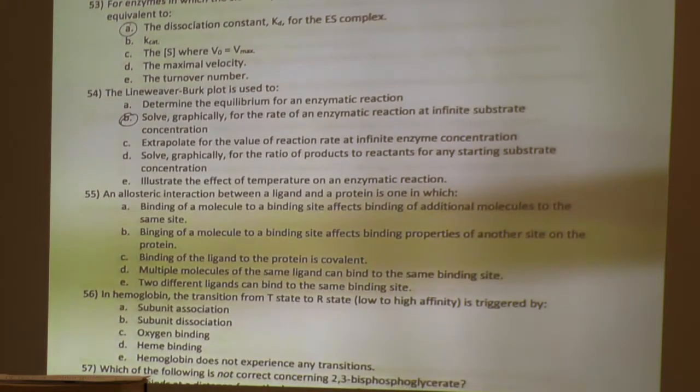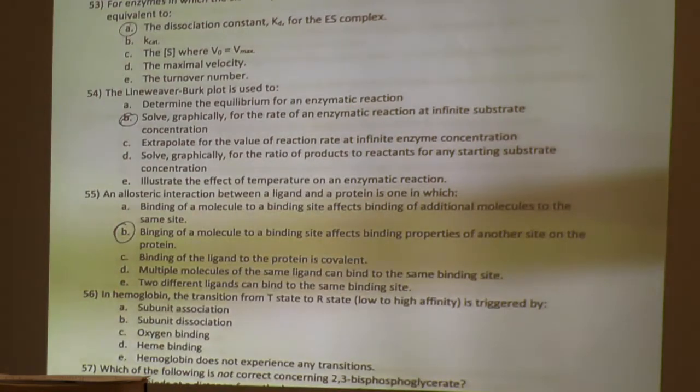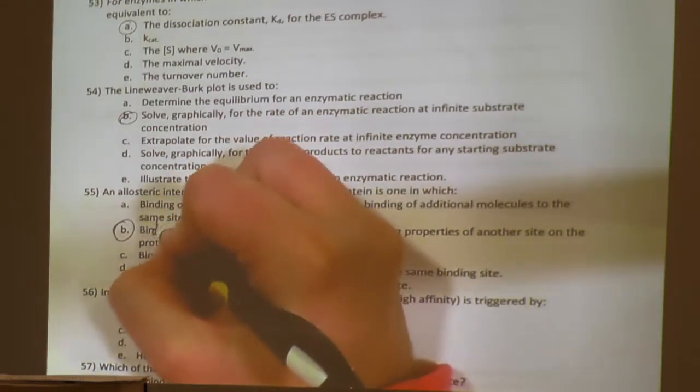An allosteric interaction between a ligand and a protein is one in which what? What does an allosteric interaction do? It's going to be B. Yeah. Oop. I have a misspelling. It's binding, not binging. Whoops.